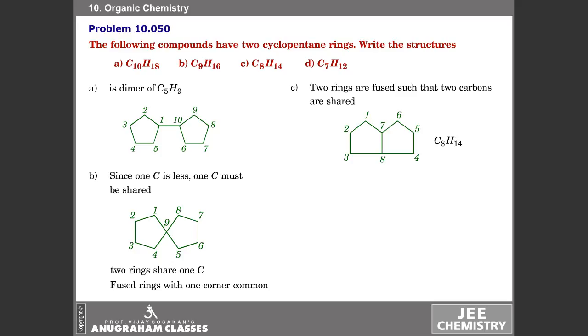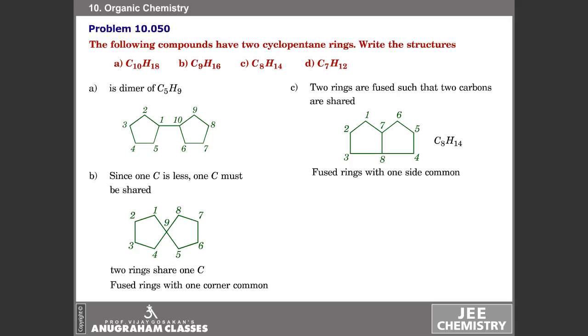So here we have a fused ring system with one side common. We have numbered carbon 1, 2, 3 belonging to cyclopentane ring 1, 4, 5, 6 belonging to the cyclopentane ring 2, carbon 7 and carbon 8, they are common to the two rings. In the last one, the formula is C7H12.